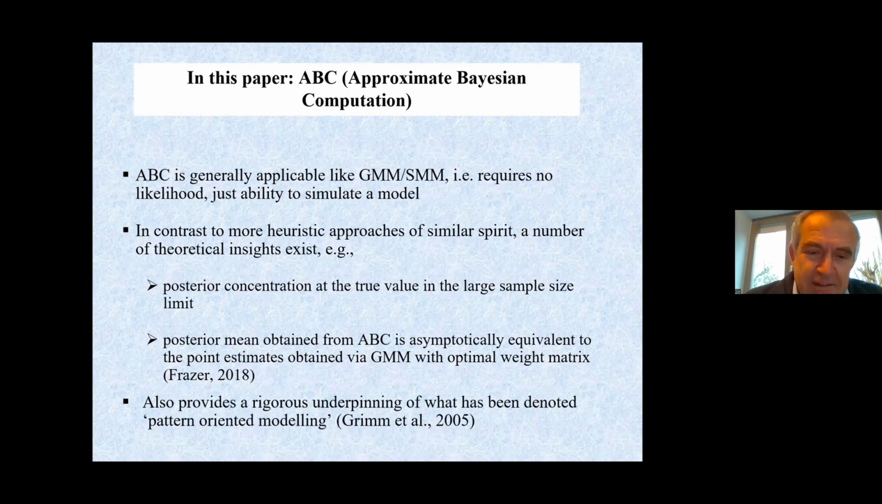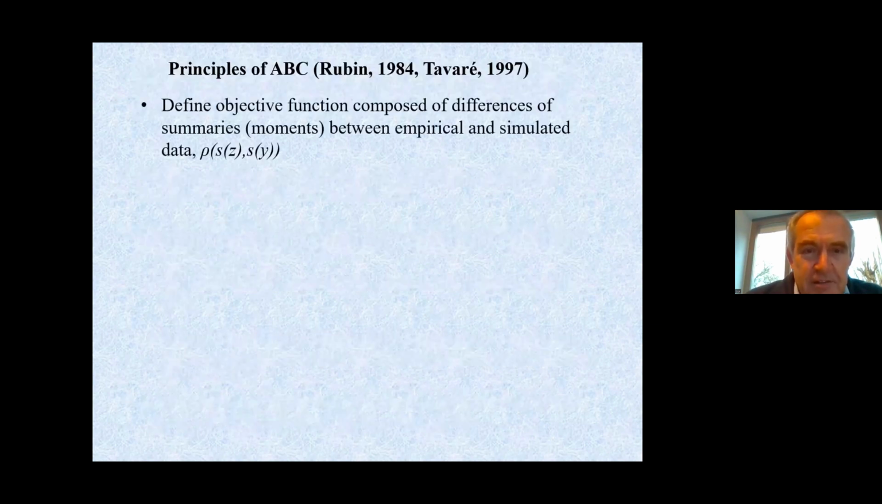And it actually provides a rigorous underpinning of what has been denoted pattern-oriented modeling. That's a term that you find often in the sociological, ecological, agent-based literature. And it basically means that you take some moments, some functions, some patterns in order to identify the parameters of a model. That's a very loose kind of concept. Of course, the econometric and statistical counterpart is GMM or SMM, moment-based estimation in a frequentist context, or approximate Bayesian computation if you take a Bayesian viewpoint. So what is it about?